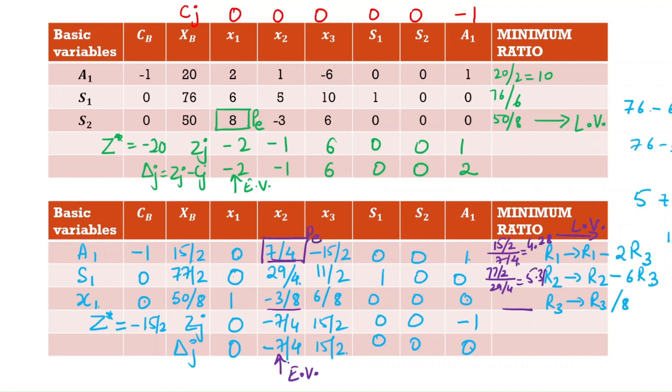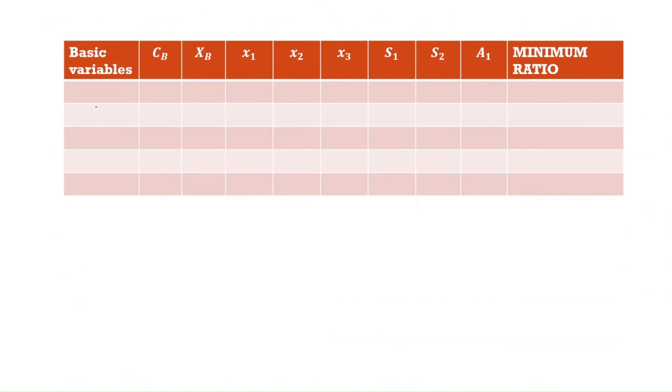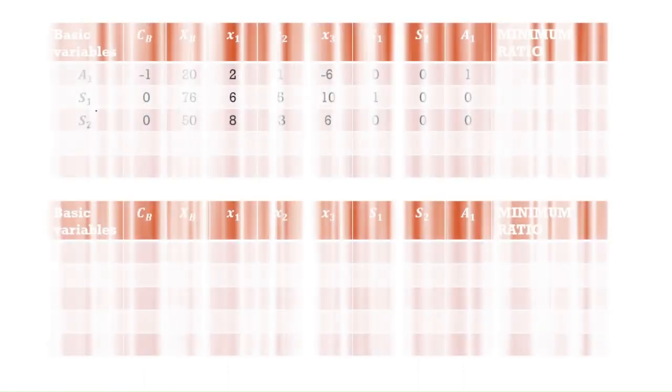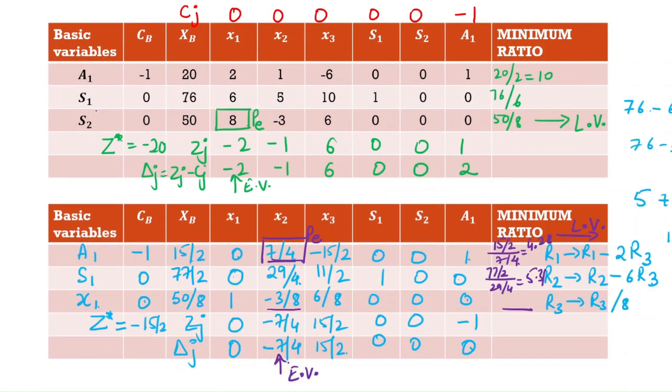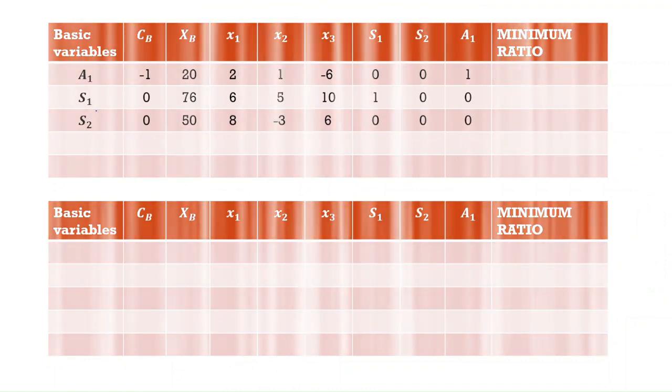So we can identify that at the end of this phase, when we do the next table, x2 would be entering the basis, and a1 would be leaving the basis. So a1 would leave, so x2 is entering. This is s2, x3, that was x1.